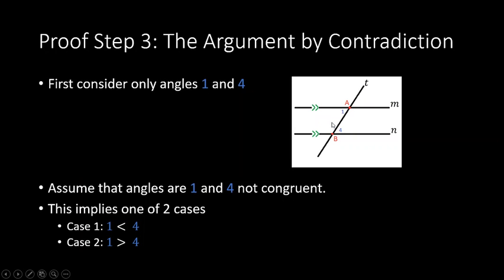Next, we're going to build our argument by contradiction. To do so, we're going to first only consider one pair of alternate interior angles, so we're only going to consider angles 1 and 4. Now we're going to assume that angle 1 and angle 4 are not congruent. This implies that one of two cases is true: either 1 is less than 4, or 1 is greater than 4.